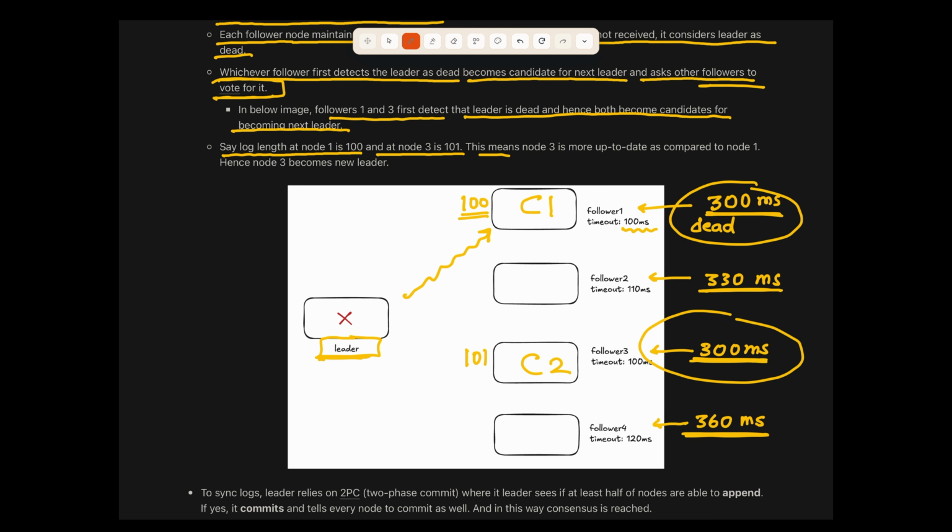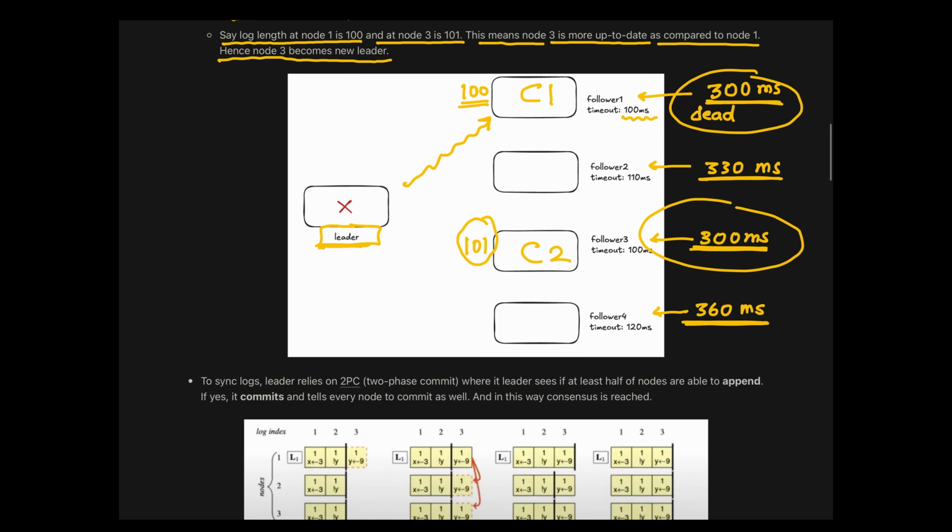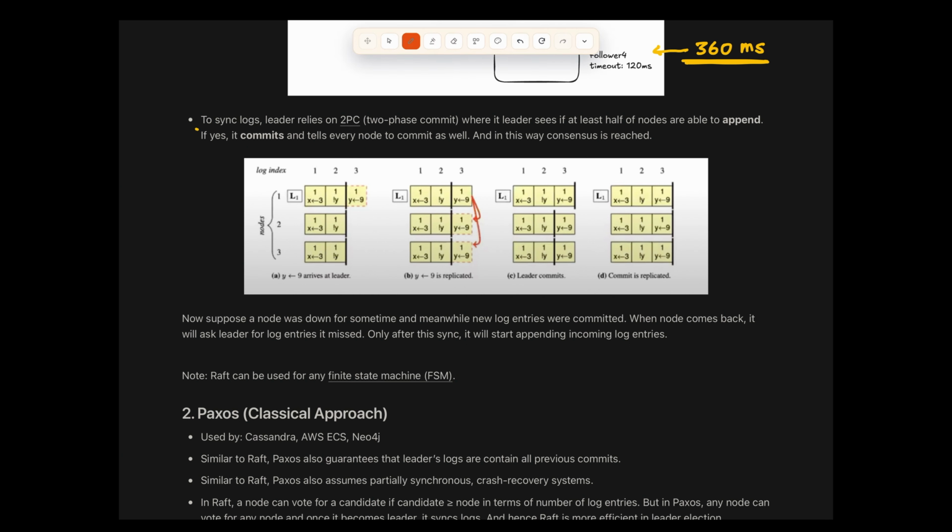That means actually that node 3 is more up to date because it is having more logs as compared to node 1. And hence node 3 will become the new leader. To synchronize the logs, leader relies on two-phase commit. Two-phase commit we have discussed in one of our previous videos.